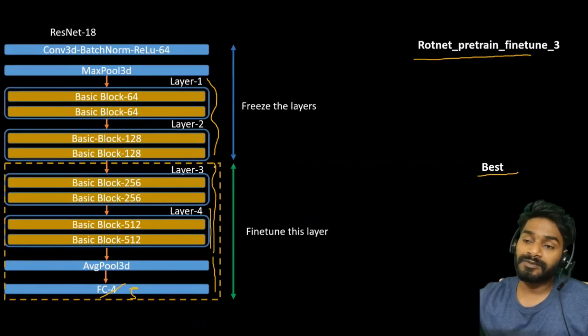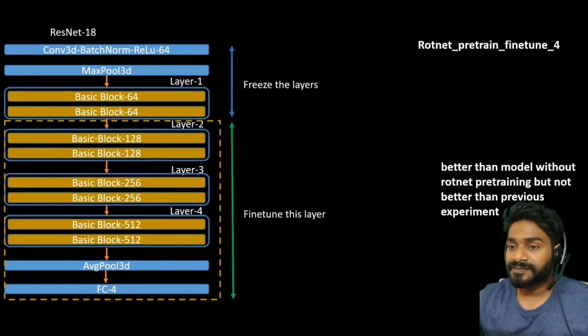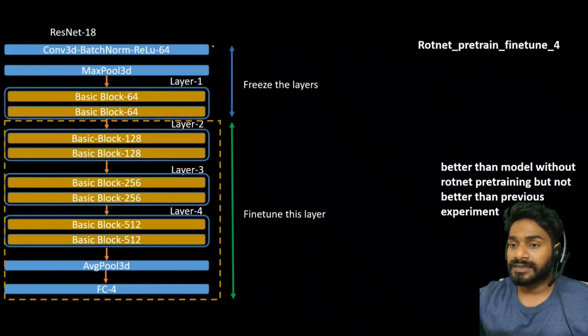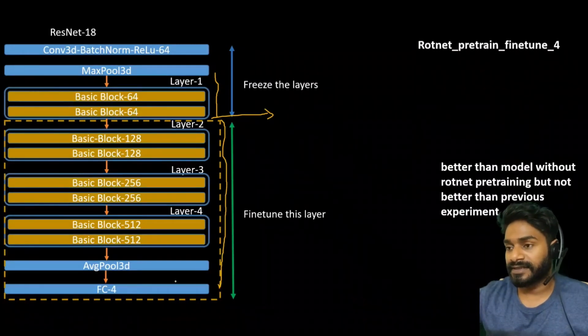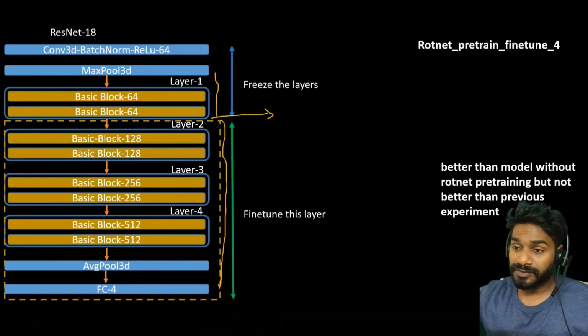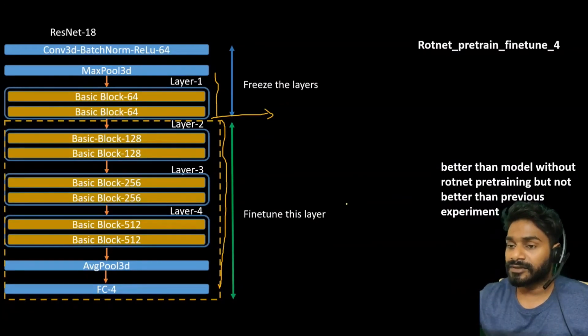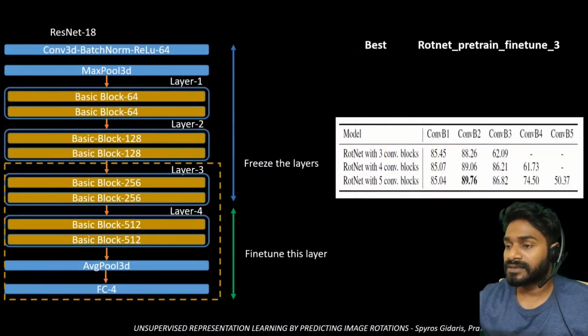And then I thought, maybe let's move even further. The next experiment I did was to use only layer 1 as the feature extractor and fine-tune these 3 layers of conv and then a fully connected layer. This was better than the model without RotNet pre-training, but it was not better than the previous experiment. We'll see the reason, and this also complies with the authors' results.